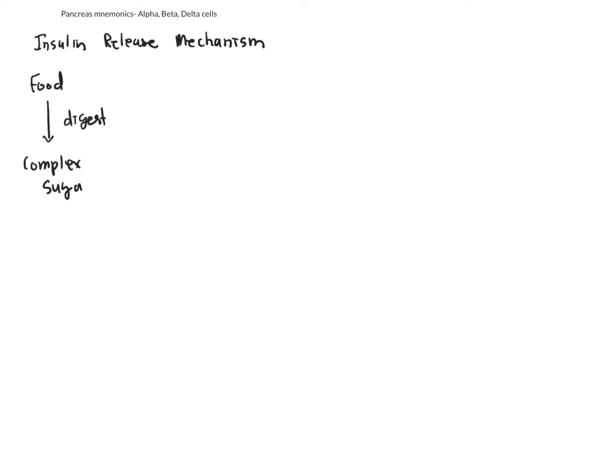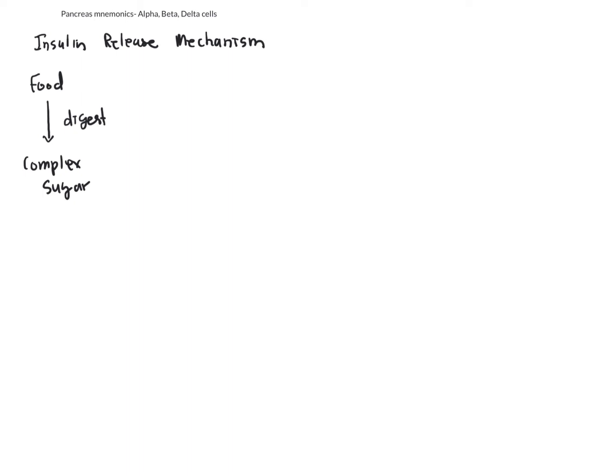Hi everyone, let's talk about the detailed mechanism of the insulin. Specifically, let's talk about the insulin release. First, we are going to eat the food, and the food is digested, and we have the complex sugar when it's broken down initially.